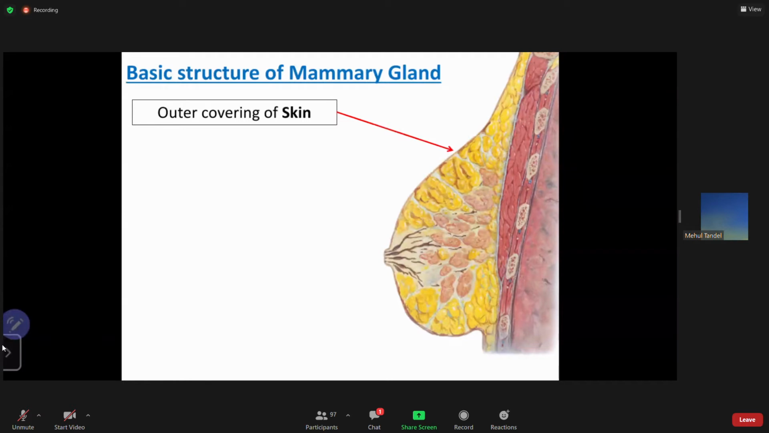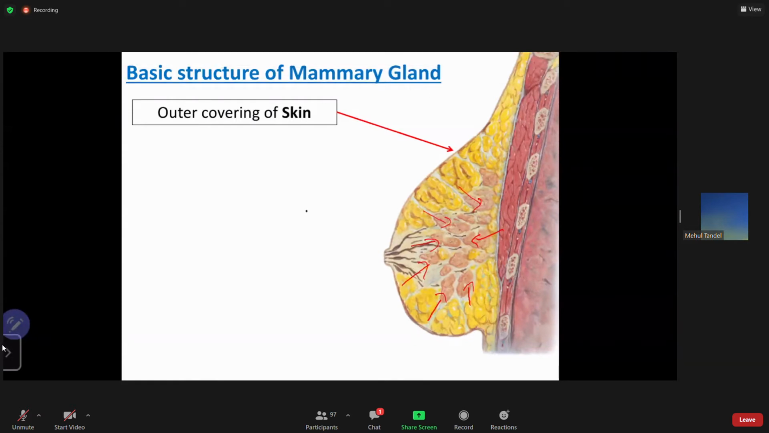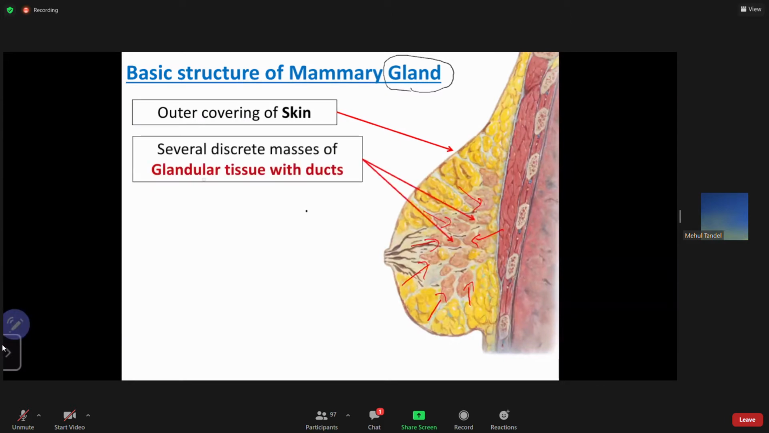Inside the skin, you can see these structures. This particular light pink or light brown structure. All these are small light pink or light brown structures. Okay, this is actually glands. These are the glands. Okay, this way we call it a mammary gland. Okay, so these are the several distinct masses of glandular tissue with ducts. ये आपको duct भी दिख रही है.